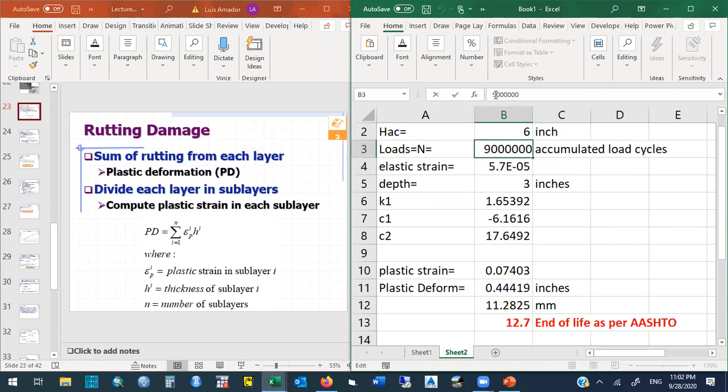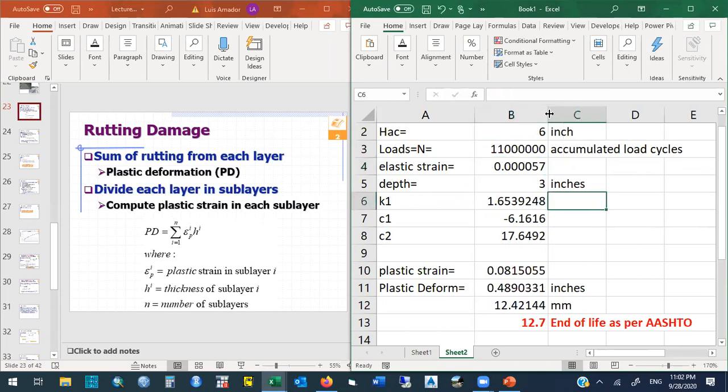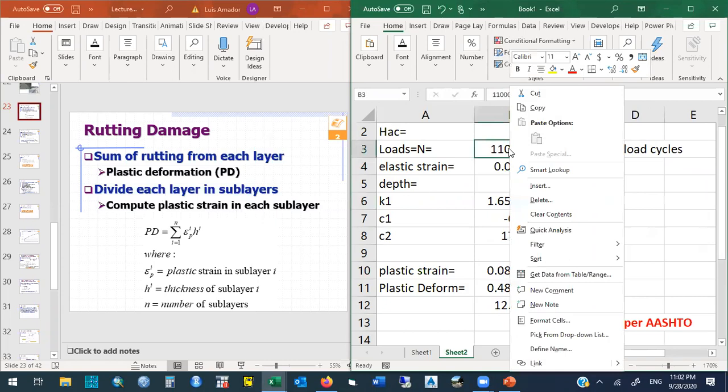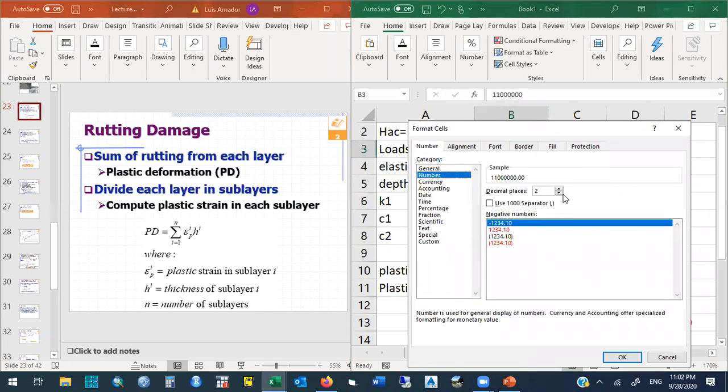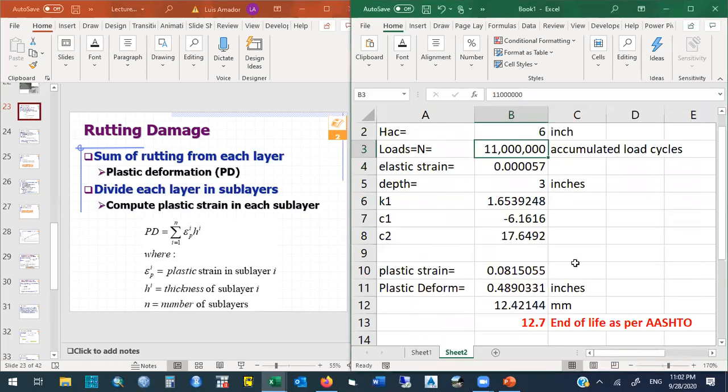Okay, I'm almost there. Let's say it's almost there. So I need 11 million. 11 million loads to reach the end of life for this hypothetical case.